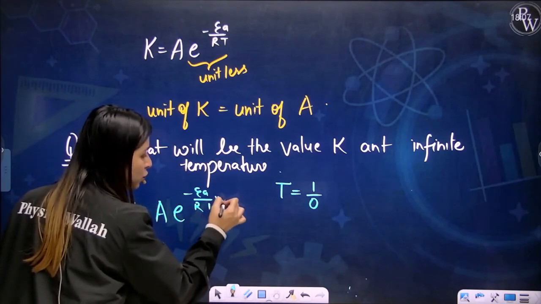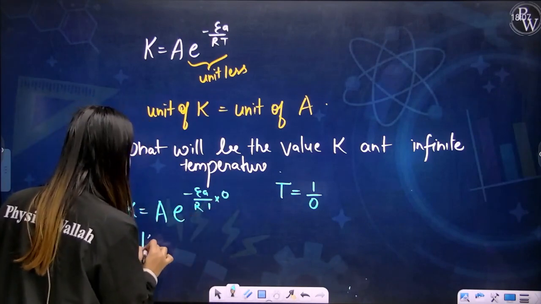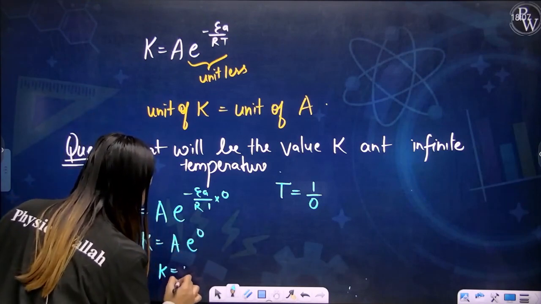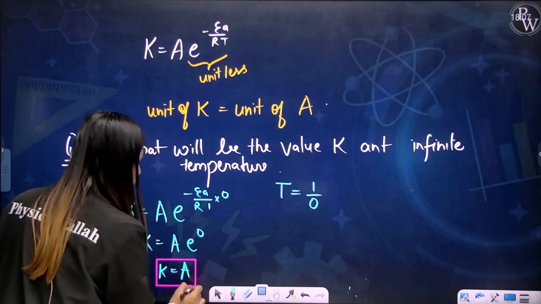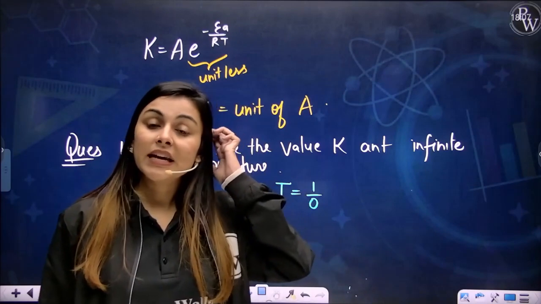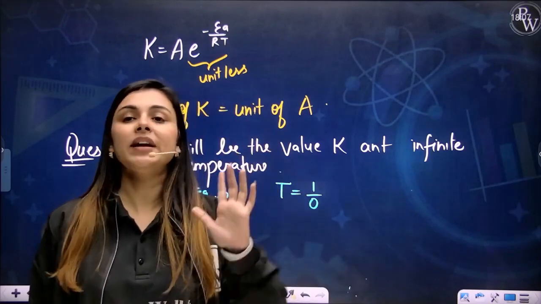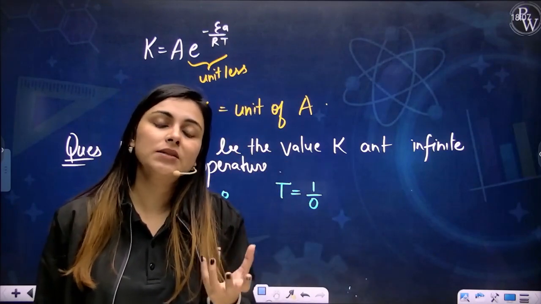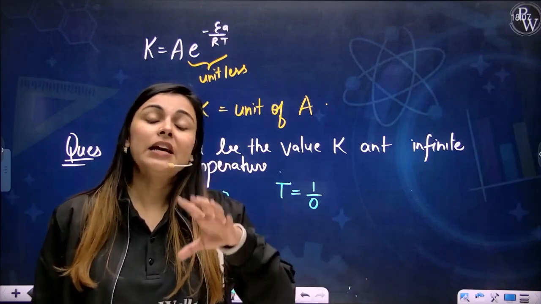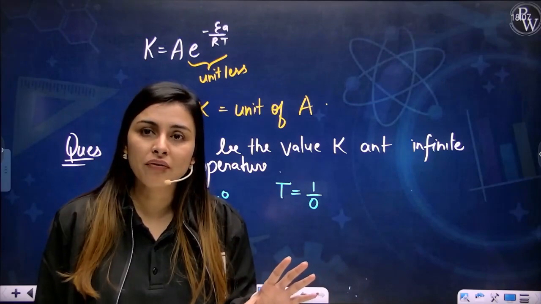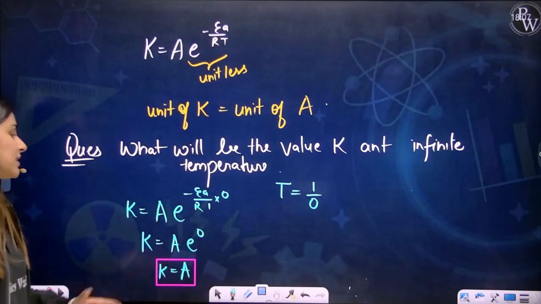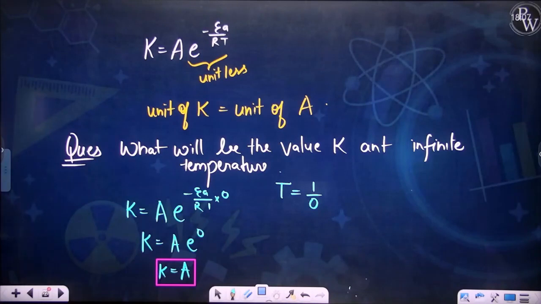So this whole part is 0. So K will be equal to A e raised to the power 0, so K will be equal to A, right? From here, I can say that the Arrhenius parameter A will be equal to K at infinite temperature. So actually your Arrhenius parameter A, that is your pre-exponential factor, is equal to the maximum value of K at infinite temperature. This is something we just deduced, and this is very important.